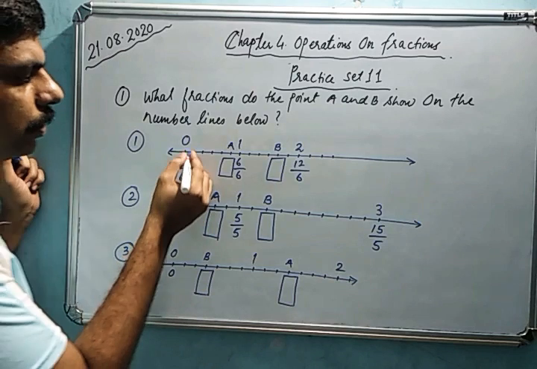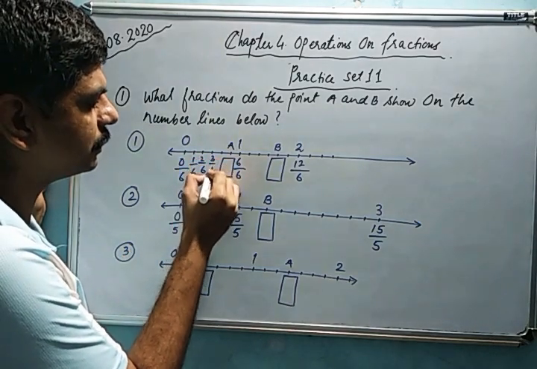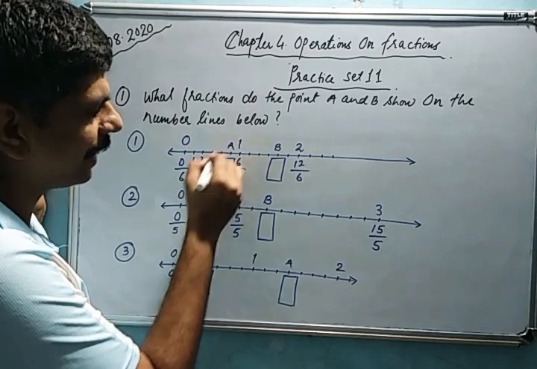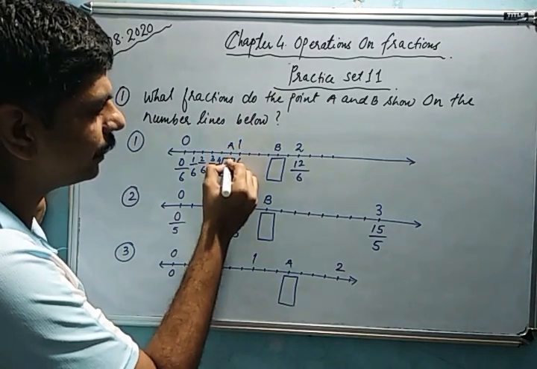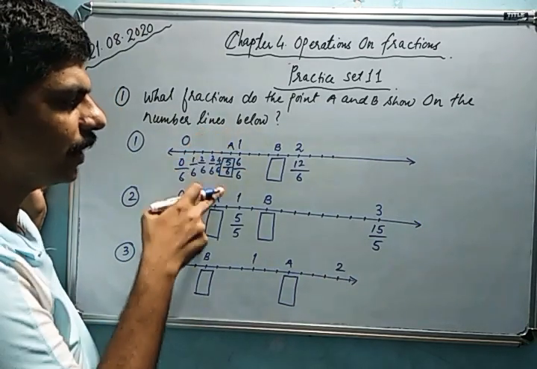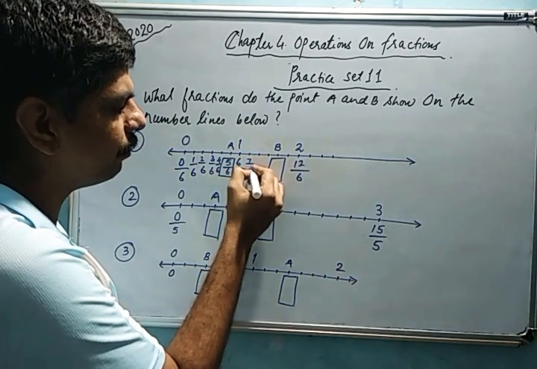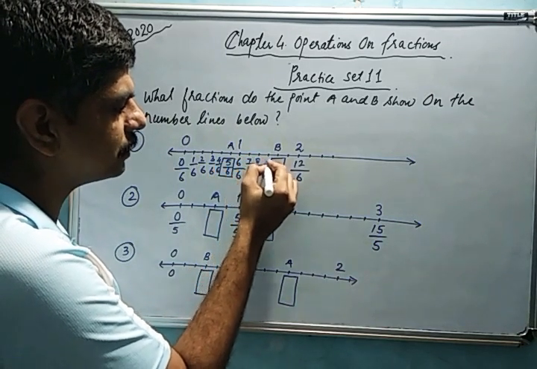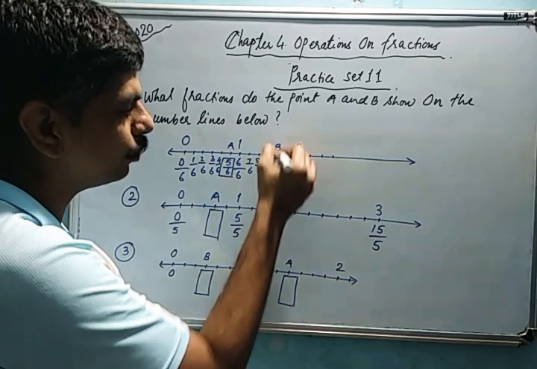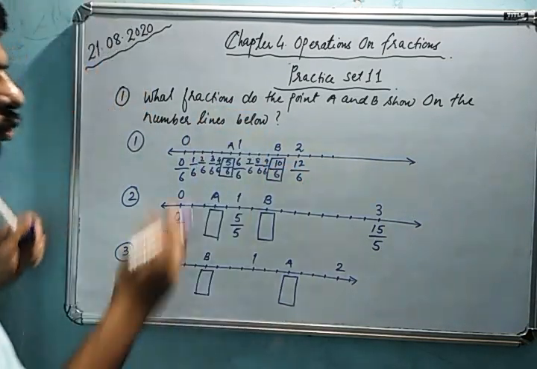This is 1 by 6. So I'll write here 2 by 6, then 3 by 6 and then 4 by 6. And then the point which is required is 5 by 6. So A has coordinate 5 by 6. Similarly, moving ahead, 6 by 6, then 7 by 6, 8 by 6, 9 by 6 and then you have B, which will have value 10 by 6. So we got A and B.